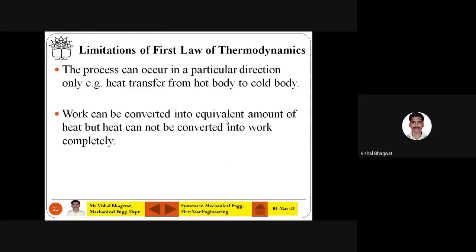Work can be converted into, now this is a very important limitation, work can be converted into an equivalent amount of heat, but heat cannot be converted into an equivalent amount of work. Understood? You have seen Joule's experiment where there was a mass falling down, and inside the paddle was rotating, generating heat. But is it possible that you boil the water inside the chamber, and based on that the mass will move up and down? Is it possible?